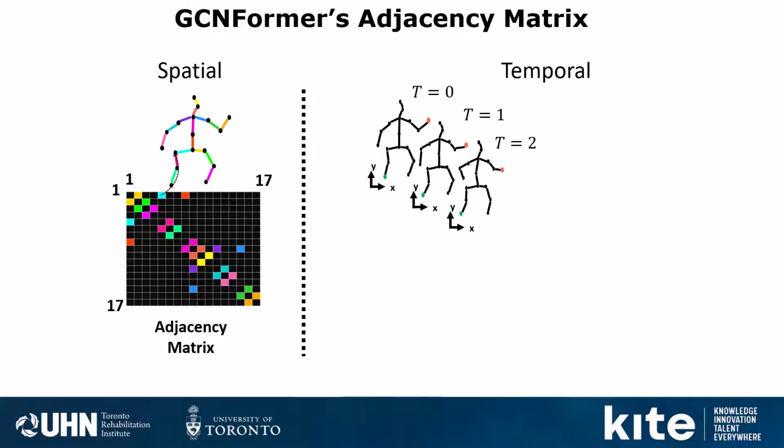And for the temporal GCNFormer, we need to connect a single joint over different time frames. A naive solution is just to connect one joint to itself in the previous frame and the next frame.